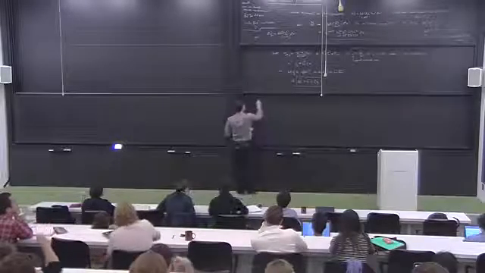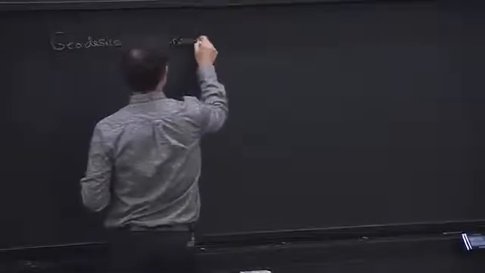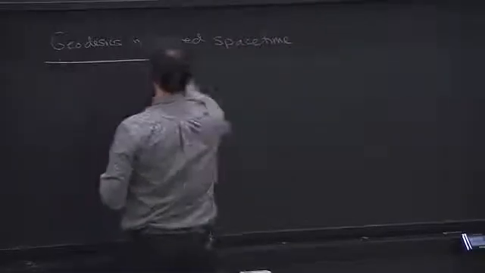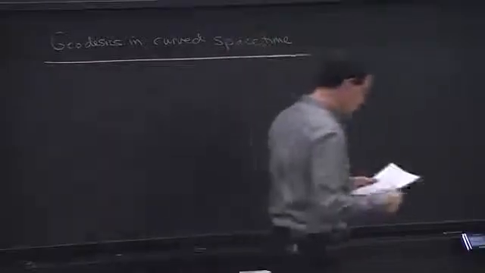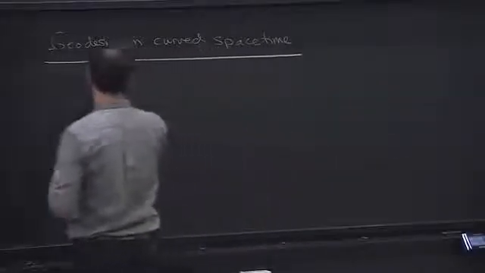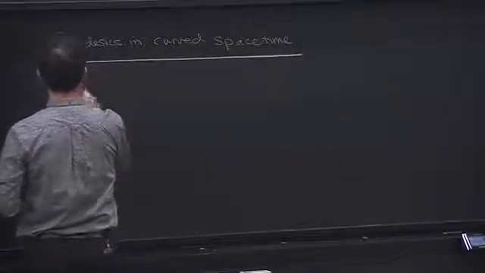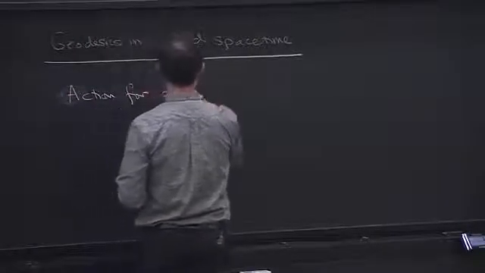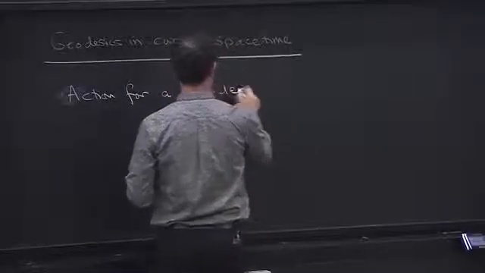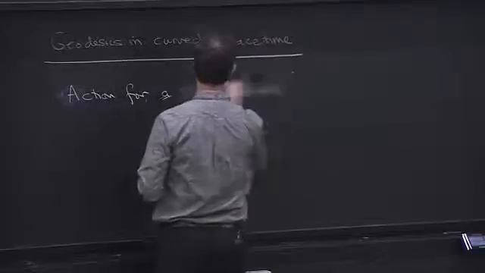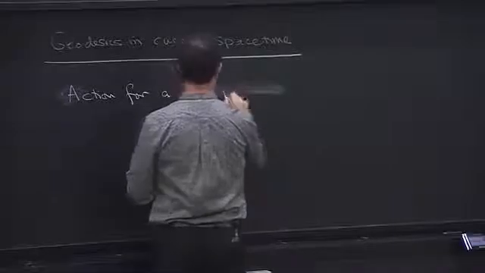Okay, so now let us discuss geodesics in curved spacetime. So curved spacetime means I replace eta AB with g mu nu. And the action for a particle is, let's say, a free particle. Means I'm going to ignore all other forces.